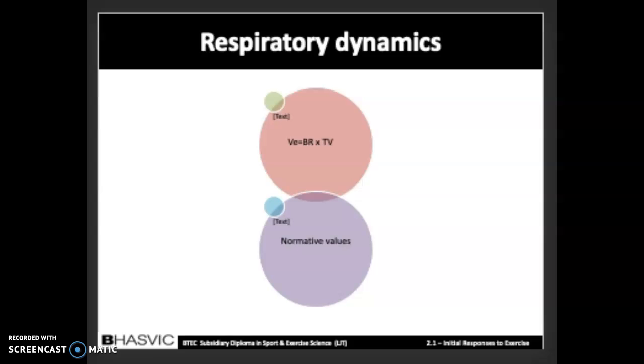Tidal volume is the amount of air breathed in with each normal breath, and breathing rate is the number of breaths in a minute. Therefore, the equation tells us that it's the total number of breaths in a minute, as well as the volume of each breath, that gives us ventilation.